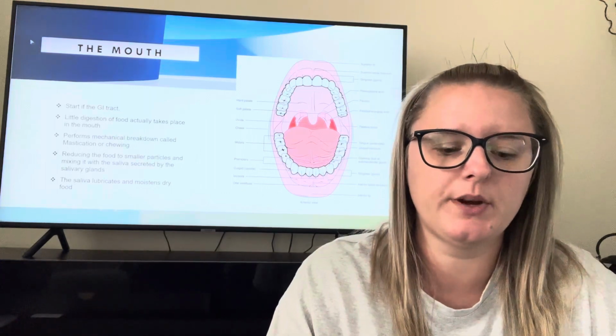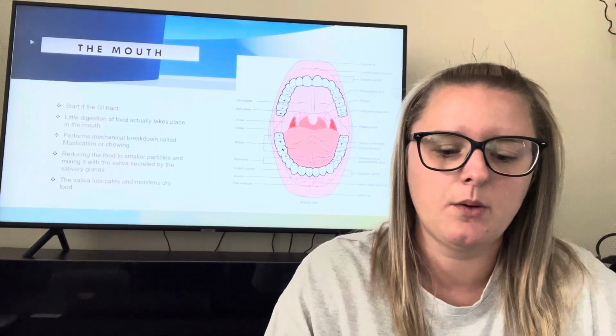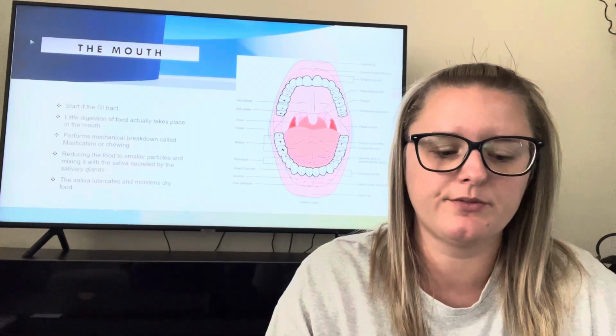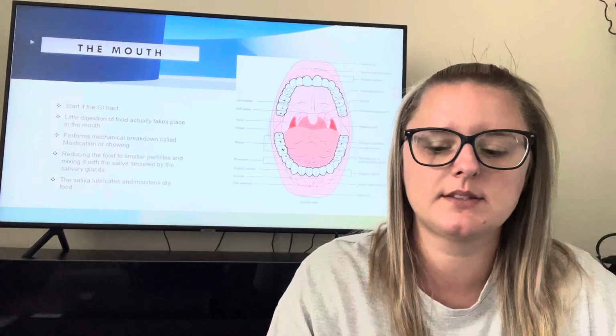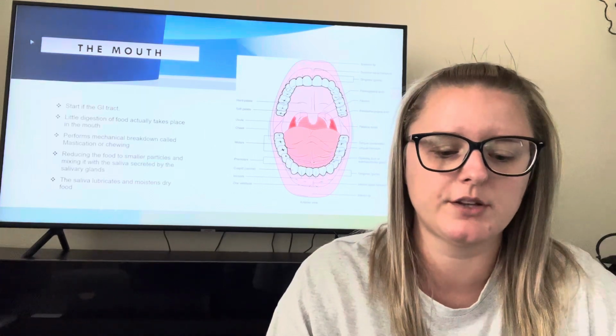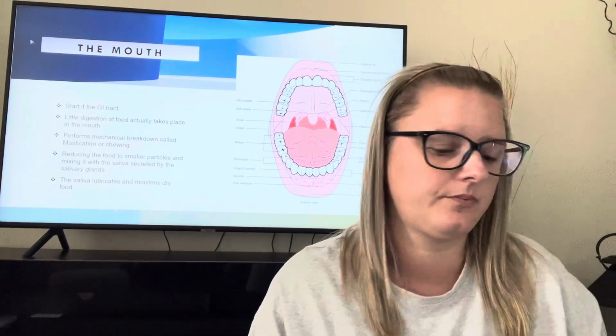The saliva lubricates and moistens dry food, while chewing distributes the saliva throughout the food mass. The tongue then helps to form the chewed food into a bolus that is then pushed down through the esophagus with a swallowing action.